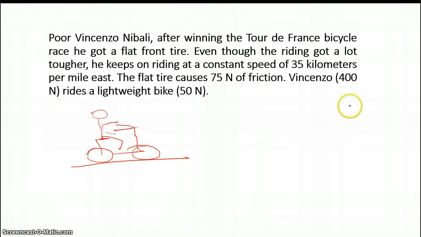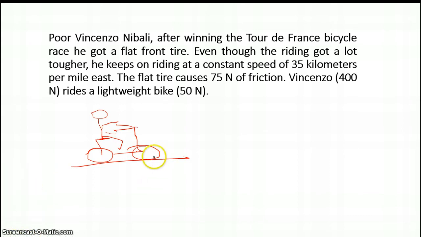Okay, moving on to the next one, and this will probably be the last one for this video, and then I'll do one more. Here we have Vincenzo, who is winning the Tour de France. He gets a flat tire, but keeps on riding 335 kilometers east. Okay, so we're going to have the focus be the bike. Let's change pens here.